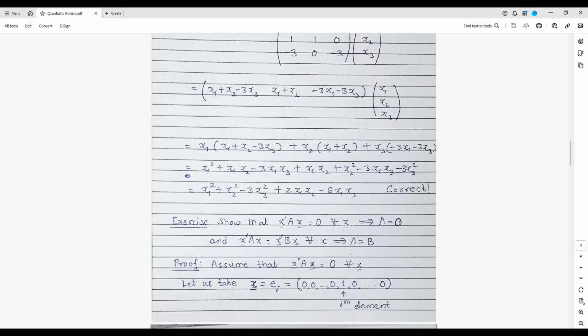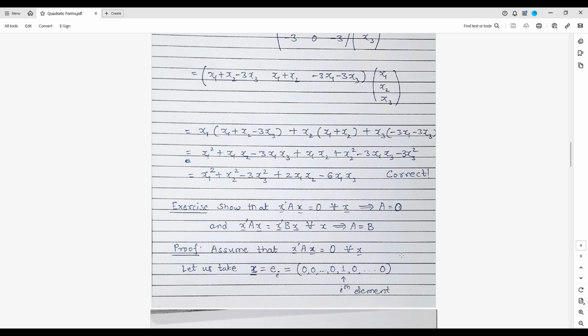original quadratic form. Now here comes a very simple exercise: what will happen if the quadratic form is equal to 0 for every vector x in R^n, n-dimensional Euclidean space? Then the matrix itself must be a null matrix. And if two quadratic forms are equal for every vector x in n-dimensional Euclidean space, then it must mean that the two matrices are equal. So show that x prime Ax equal to 0 for every x implies A itself is a null matrix, so A is 0, and x prime Ax equal to x prime Bx for every x implies that A is equal to B. So let us try to prove this.